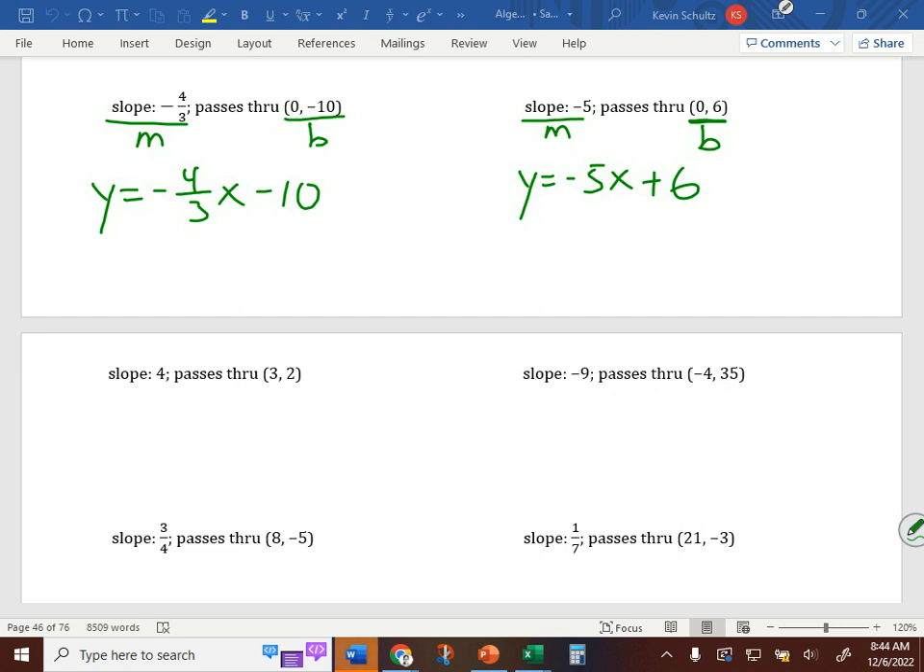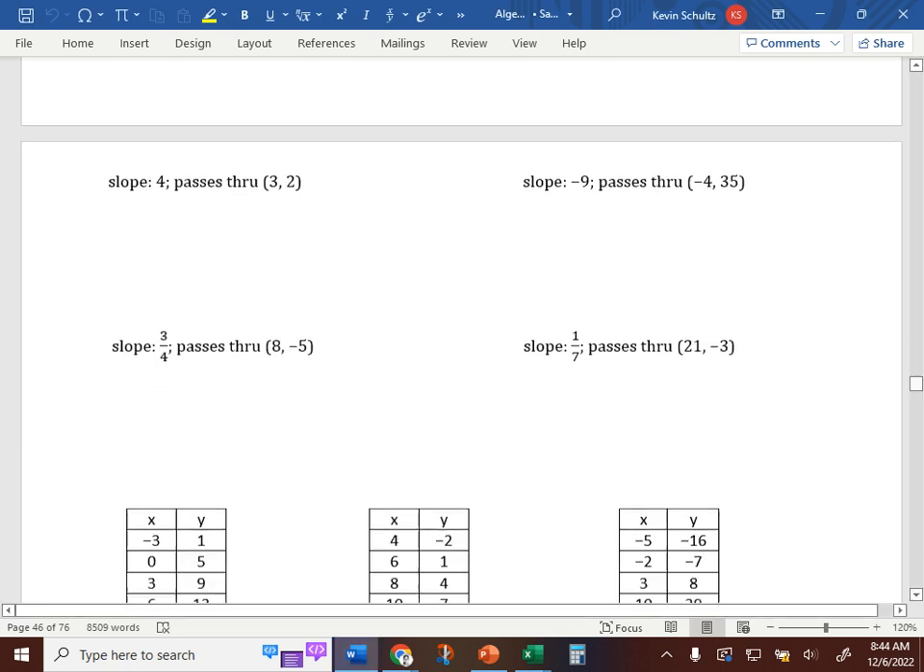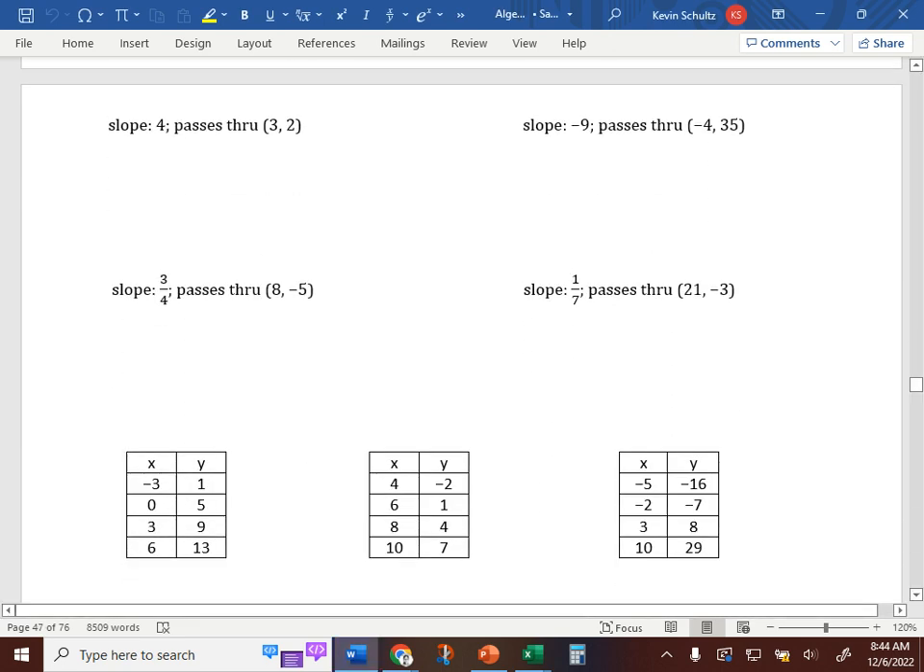All right. Look at the next one. Slope of 4 passes through (3, 2). Uh-oh. What's different about this one compared to the other ones? Yeah, that ordered pair that I tell you this line passes through, is that the y-intercept? No, it's not. Did I give you the slope? Yes. All right, I gave you something to work with there, right? That's still m. The slope is still 4. But this not being the y-intercept, this means we have to solve for b. And how are we going to go about solving for b?